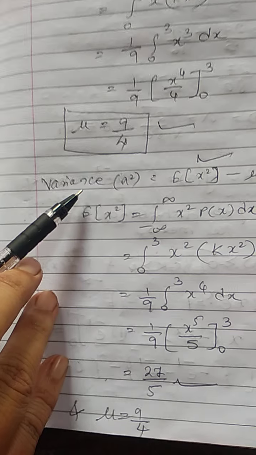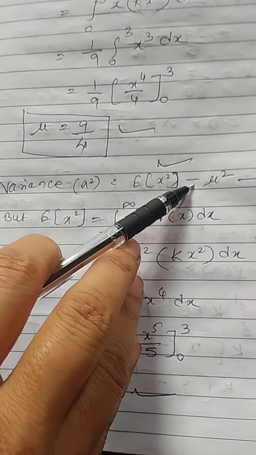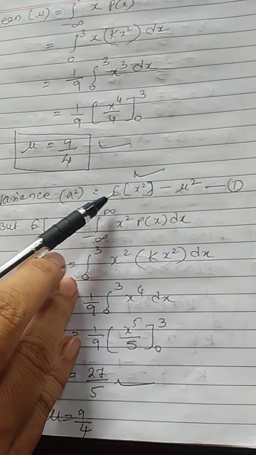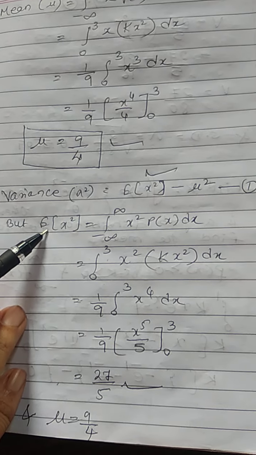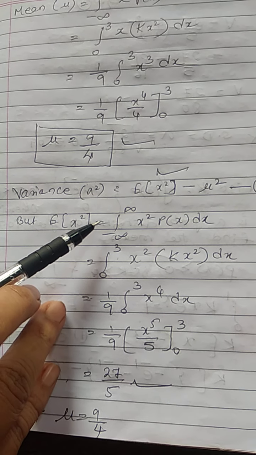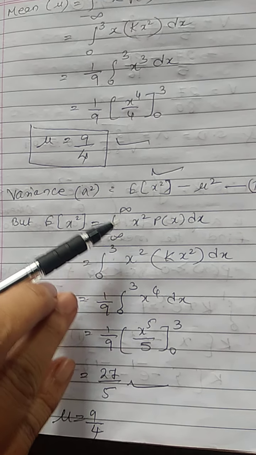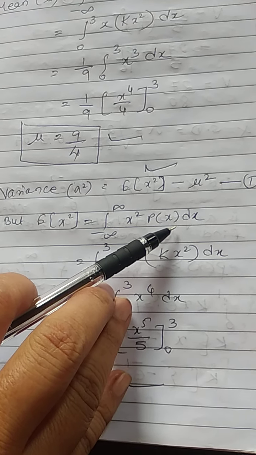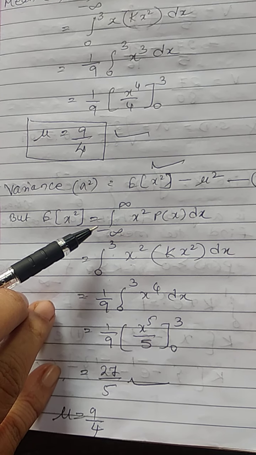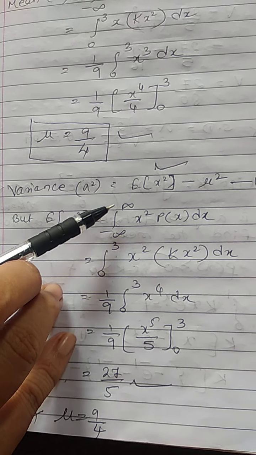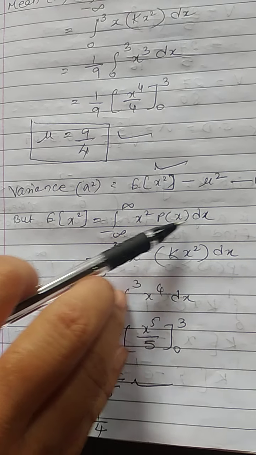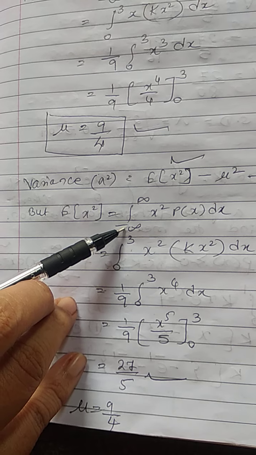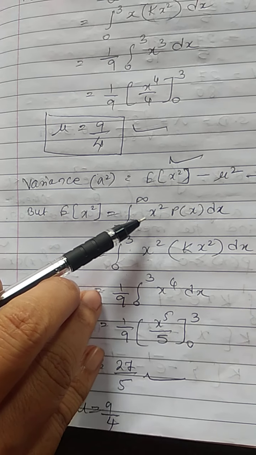Next, variance is given by the formula e of x square minus mu square. Call it as equation 1. So we don't know the value of e of x square, that we have to calculate first. So e of x square is integration from minus infinity to infinity x square into p of x dx. Because we know the formula for e of x. E of x is defined as integration from minus infinity to plus infinity x into p of x dx.